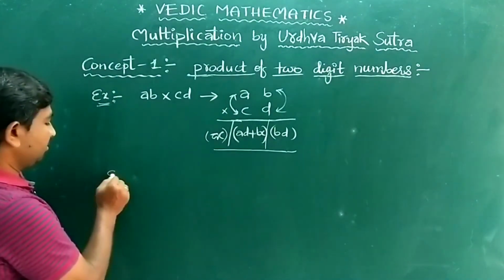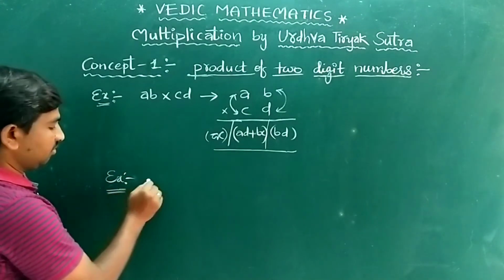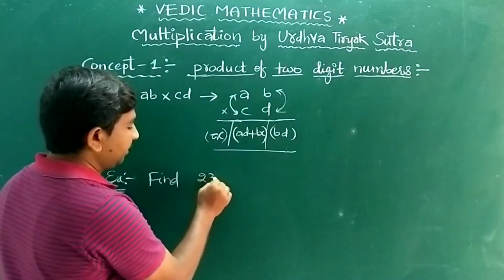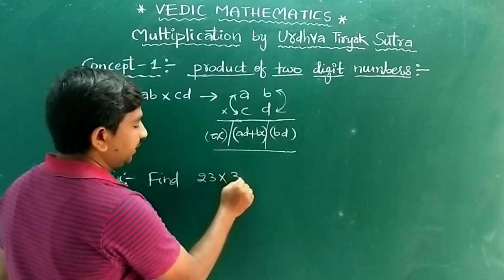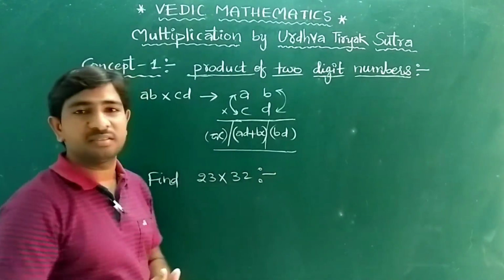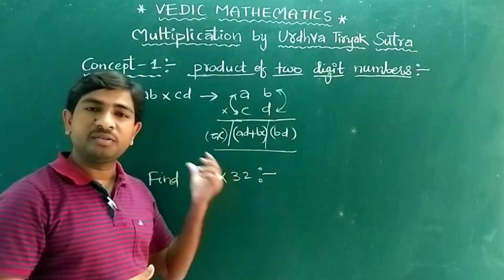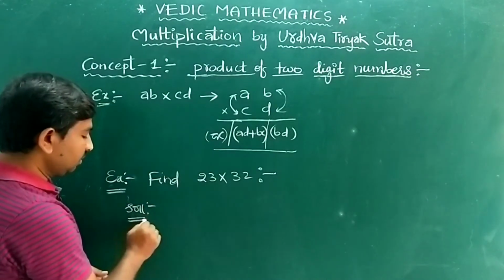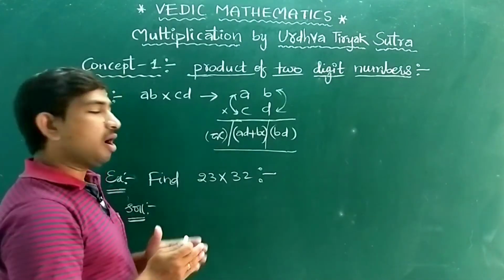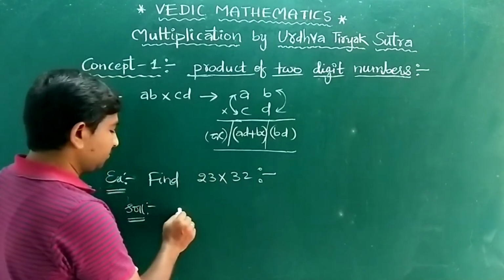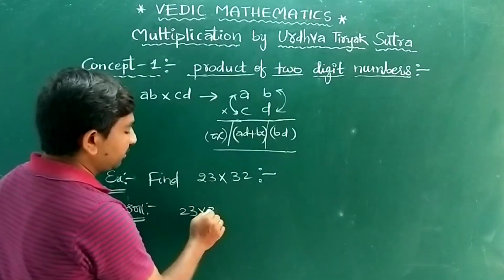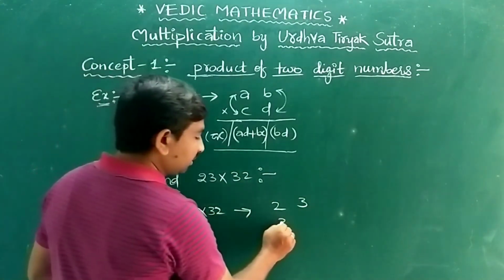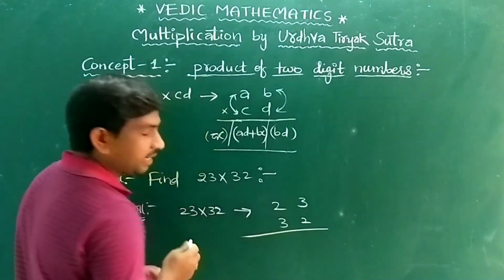See the example. Find 23 into 32, for example. 23 into 32. So how will it work? Very easy. First of all, we have to arrange the given two numbers in a specific order. 23 into 32 can be written as 2 3 and 3 2. Take some gap for understanding only.